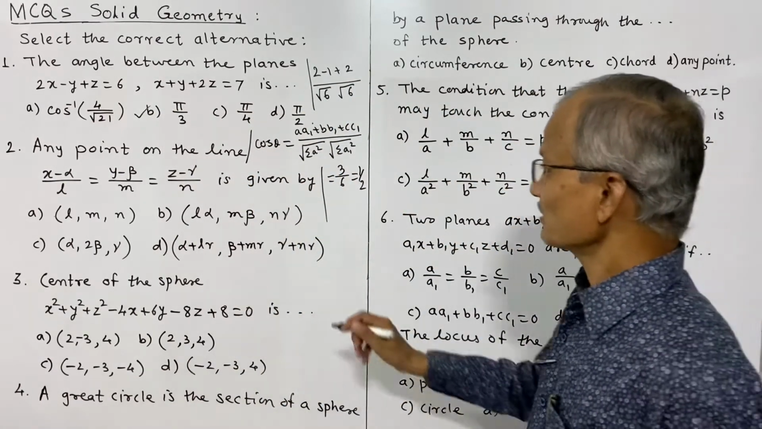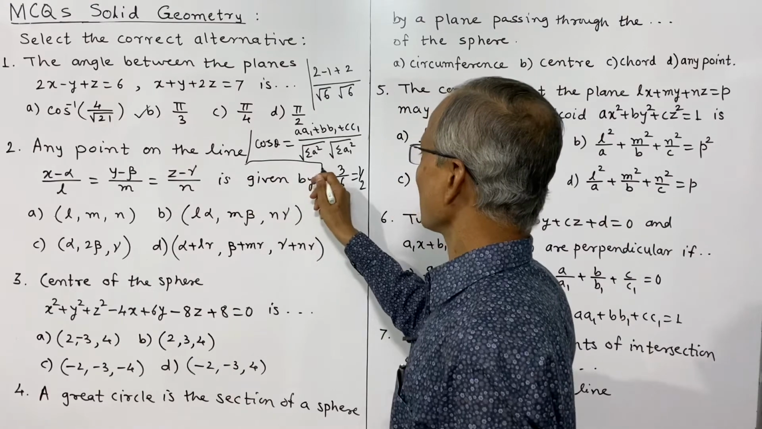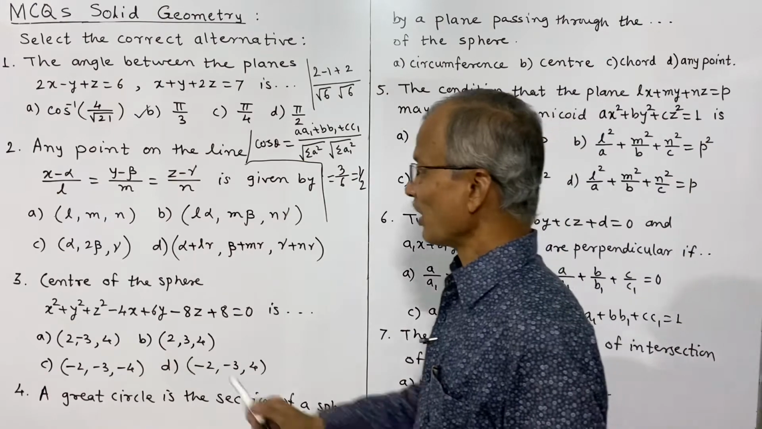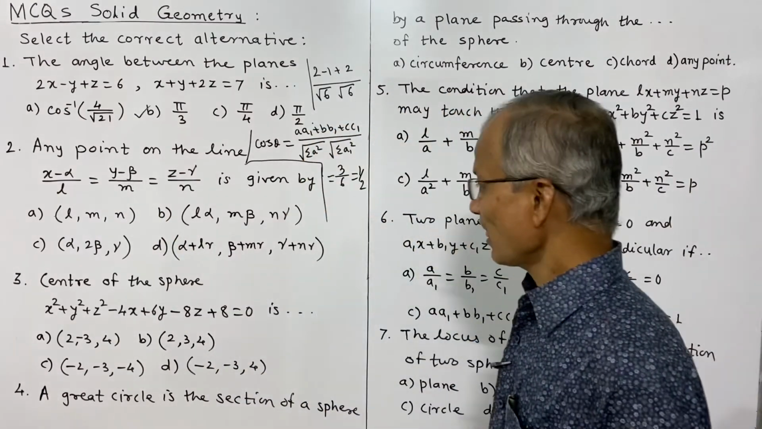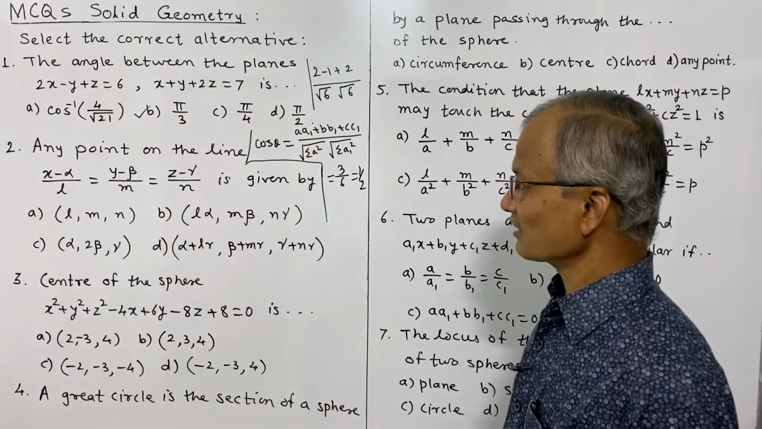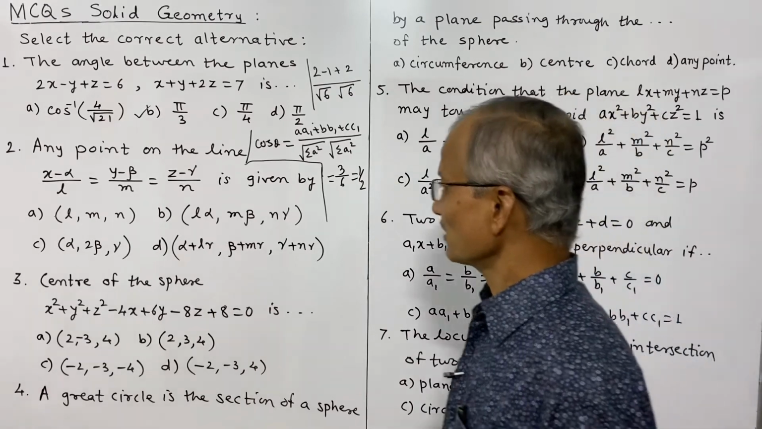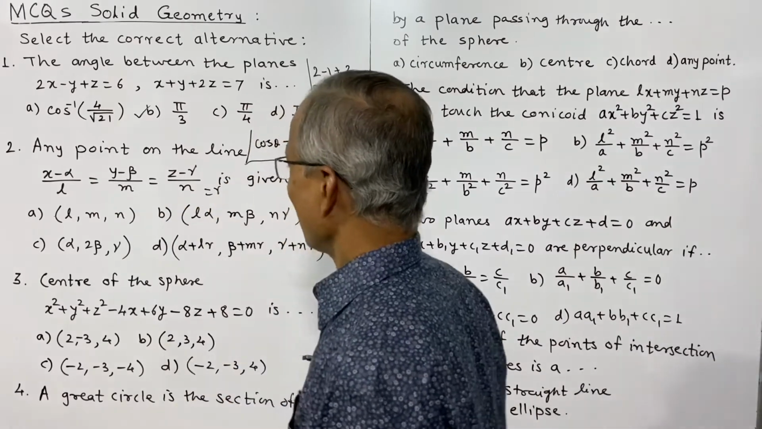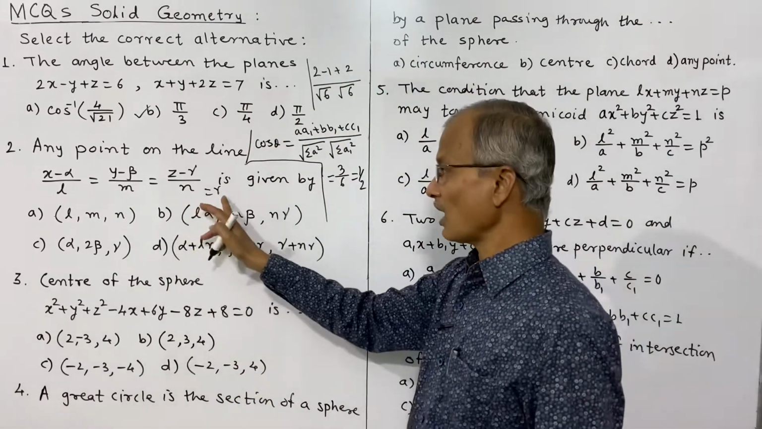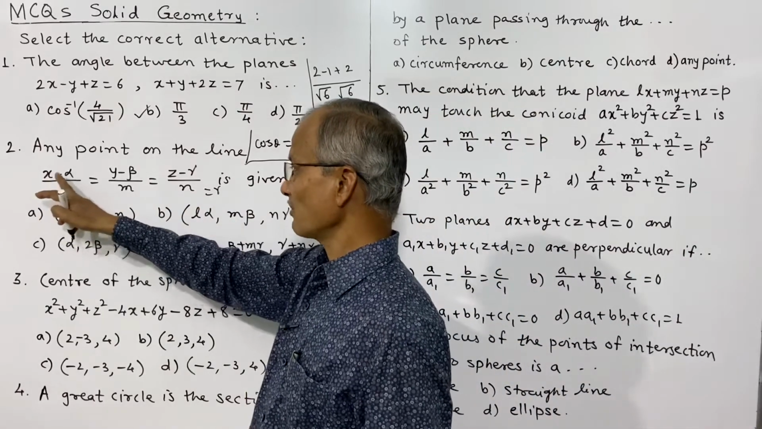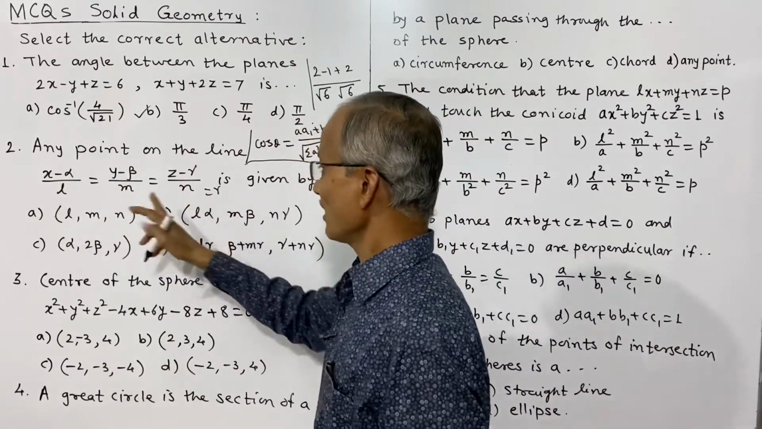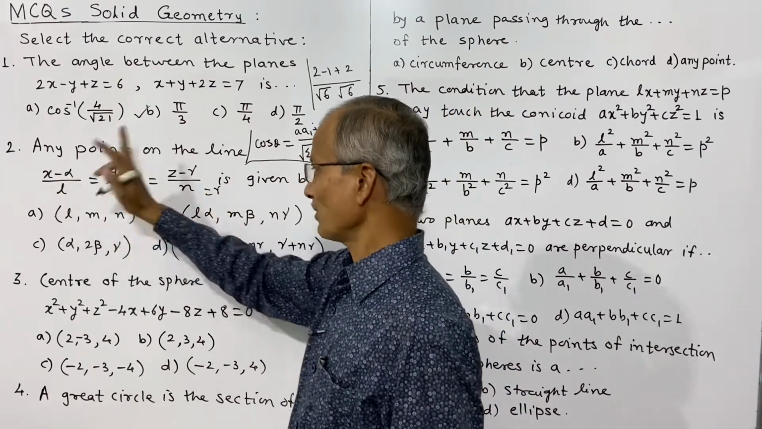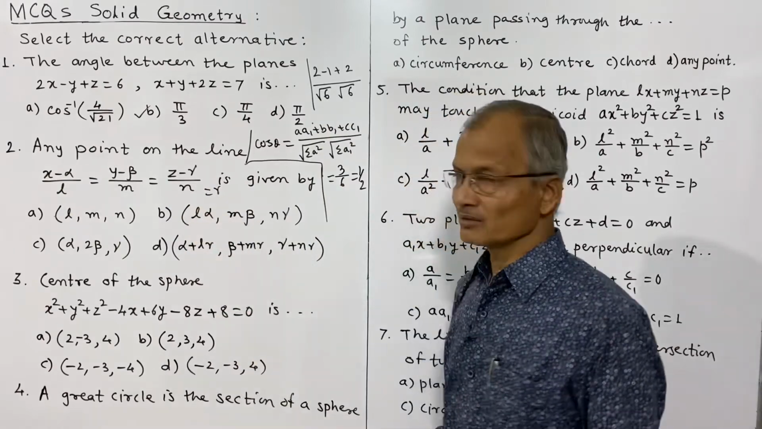The next question is: any point on the line, this line in symmetric form, is given by which expression? A general point is asked, and therefore we shall suppose this symmetric equation is equal to some quantity r. If we equate this quantity equal to r, then the value of x can be obtained by equating the first ratio to r. We take this L on the right side, that will be L into r, and then take alpha on that side, that will be alpha plus L into r.